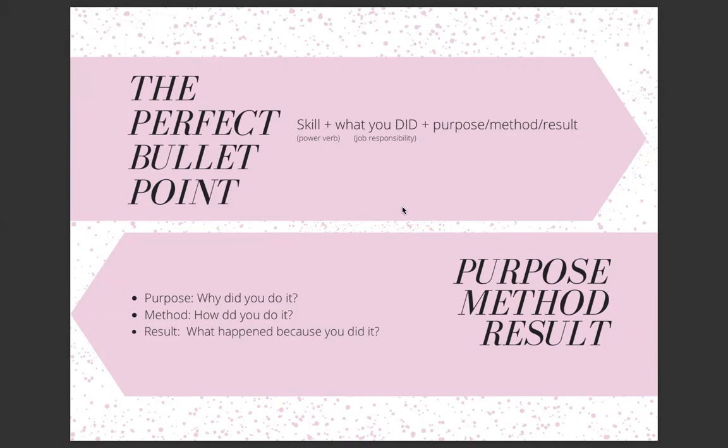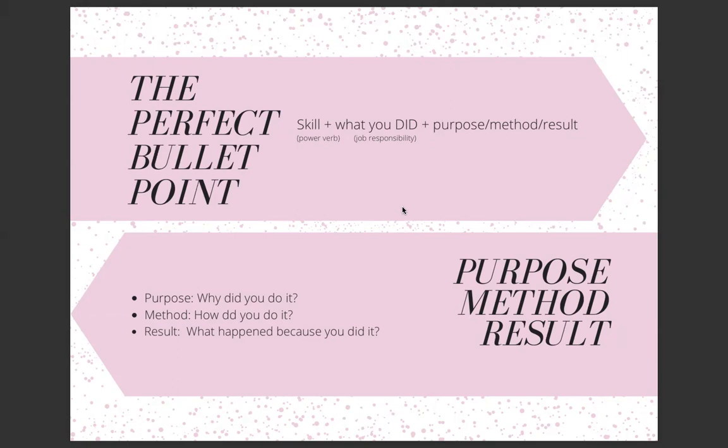Oftentimes people will list the power verb, the skill, and then what you did, the job responsibility. For example, in my job, a poor example of a bullet point would be "advise students on career needs." That's pretty blanket. It doesn't give a lot of context to why I did that, how I did that, what the outcome was. So we're going to talk about how to make a full bullet point.